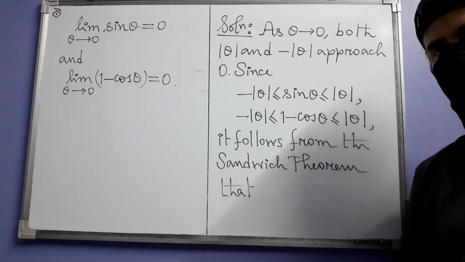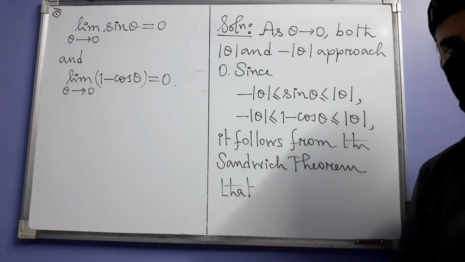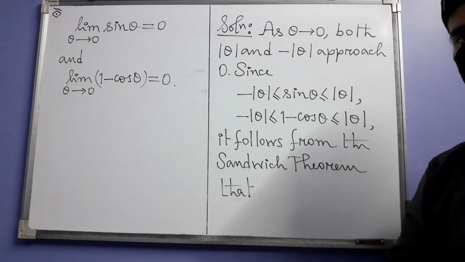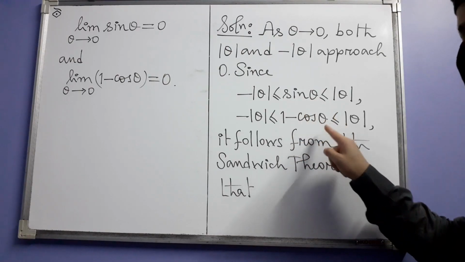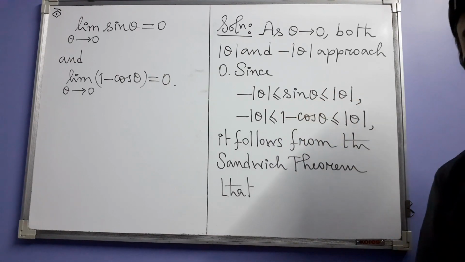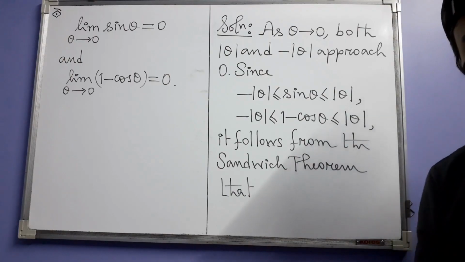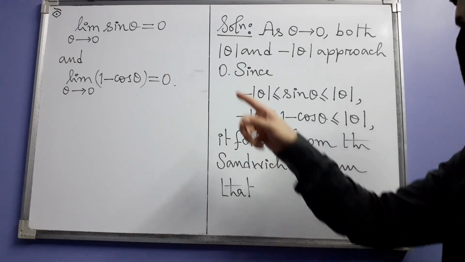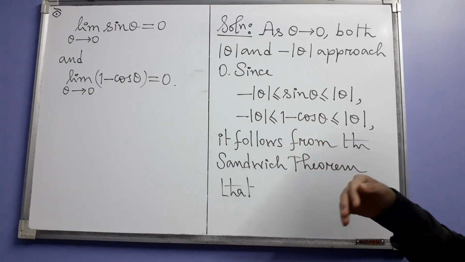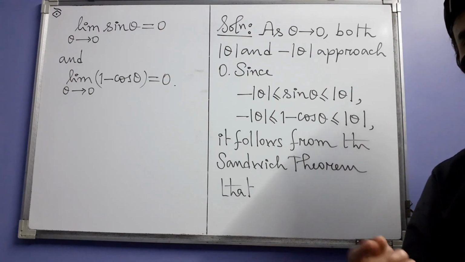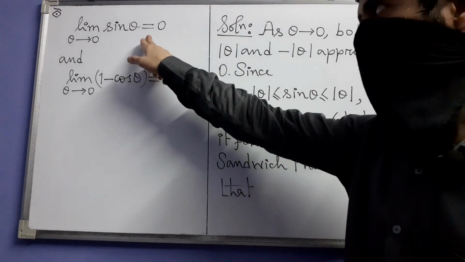So this is the solution. As theta tends to 0, both mod theta and minus mod theta approach 0. They also both go towards 0. And both the functions sine theta and 1 minus cos theta are trapped between those two functions. So this is the perfect situation where you can use the sandwich theorem, which if you do, the theorem immediately gives you these two limits. The trapped functions also have to approach 0, that same common limit as the trapping functions approach. So this is one of the limits.